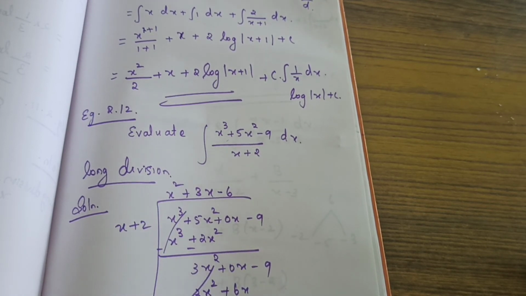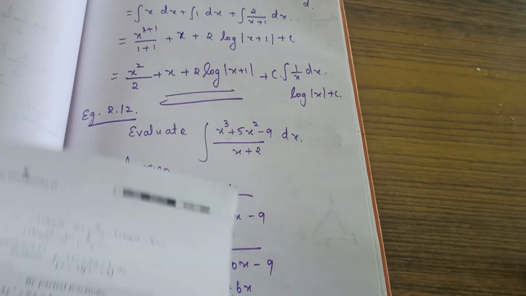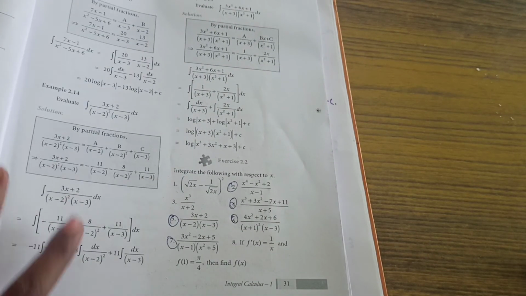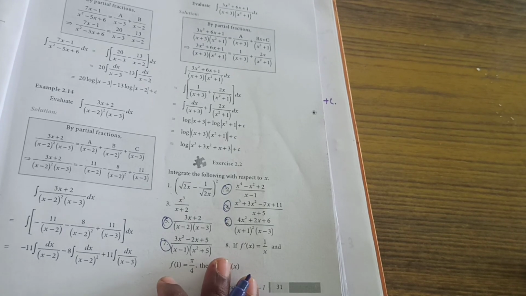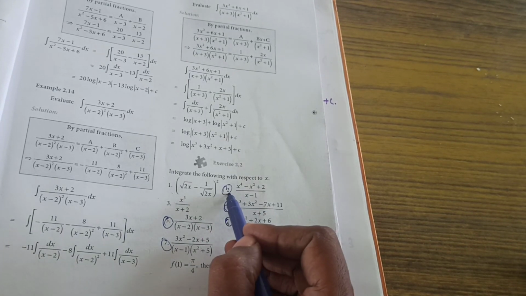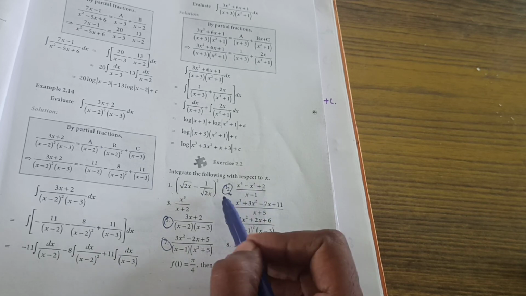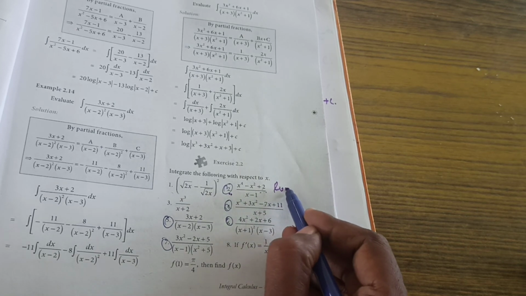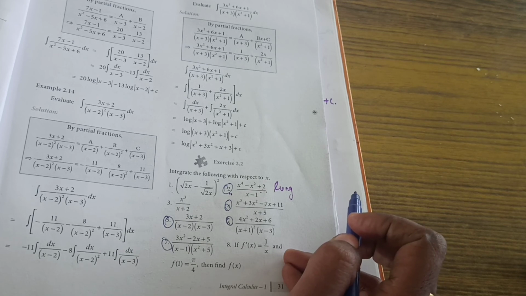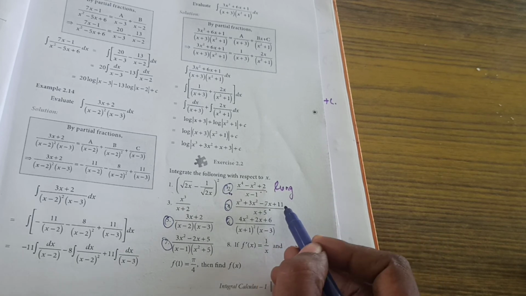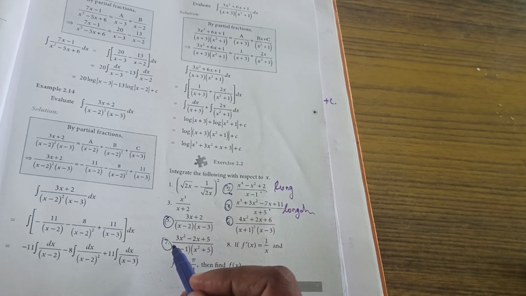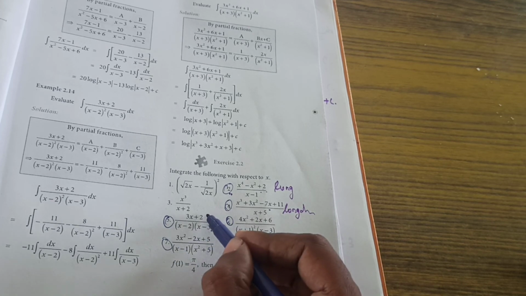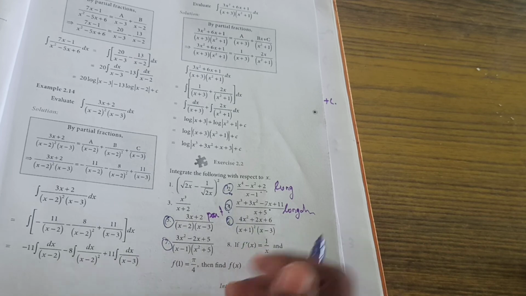I am giving some homework for you. All of you take down your books, students, please. Exercise 2.2. I will explain now. Problem number 2 is homework for you. How will you do it? By using long division. The same as the fourth problem, that also by the long division method. Then problem number 5, partial fraction.